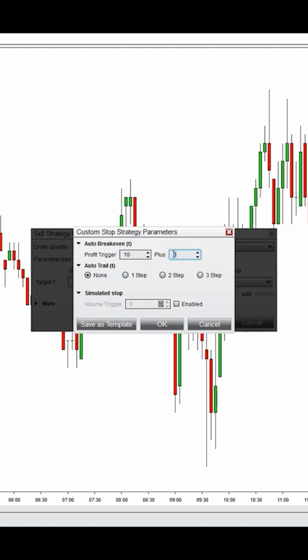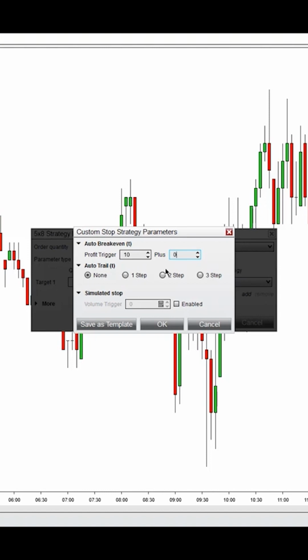The plus gives you the option of how many ticks above or below break even you want to move your stop to. For instance, if I put a profit trigger of 10 ticks here, and my trade goes 10 ticks in profit, and I have a +2 here, my stop will be moved to break even plus 2 ticks. I can also set this to -2. What this means is that when I go 10 ticks in profit, my stop will be placed 2 ticks below break even at that point. So you can adjust that as you see fit.